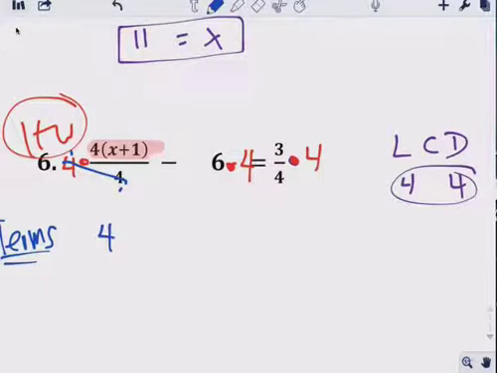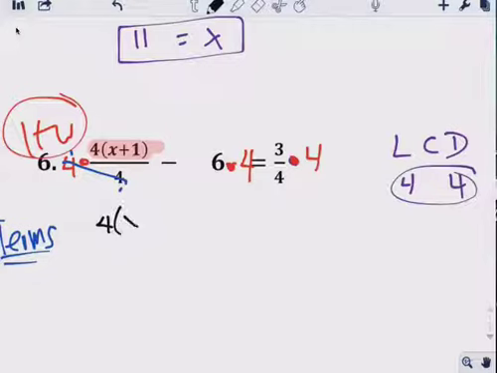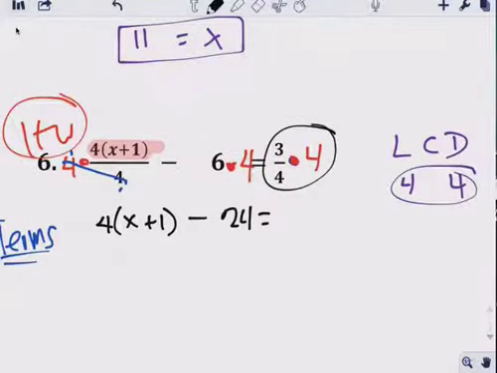4 parentheses x plus 1 minus 8 times 4 is 24 equals, now you do these two numbers.